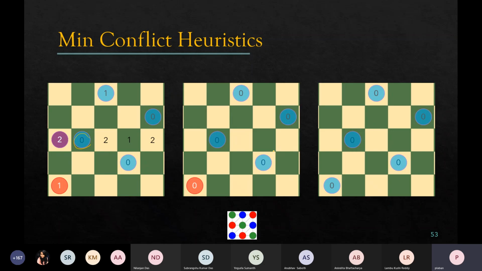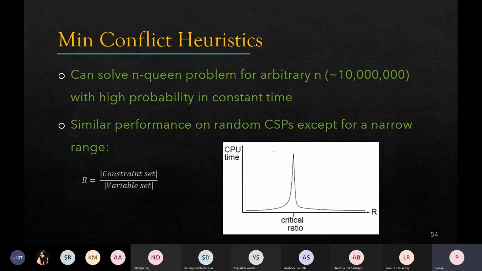Right. Now, let me first tell something about the performance of this min-conflict heuristic. You will see that this is a huge improvement that we can get with respect to the solvability of the n-queen problem. The point is, it can solve the n-queen problem for arbitrary n. You see this number. Earlier, with all the heuristics and other things, we solved, say, the n-queen problem up to 1,000. Right now, here you can see that we can solve this problem with high probability in constant time.